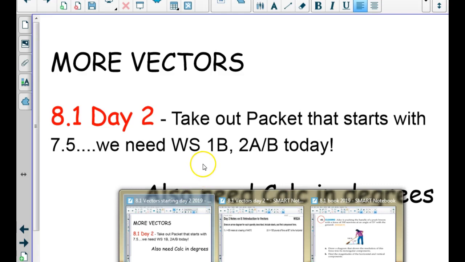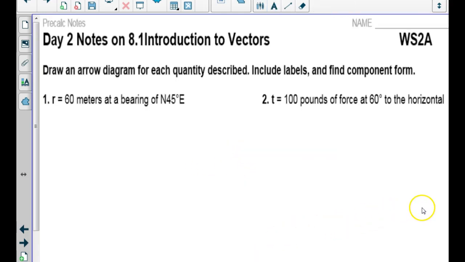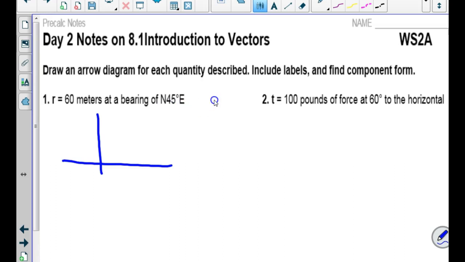We're going to go back and do some stuff on 1B, but let's do these two at the top of 2A quick, because these are really review of what we were talking about last week. Number 1 says draw an arrow diagram, include labels, and then find the components. It says 60 meters at a bearing of north 45 degrees towards the east.